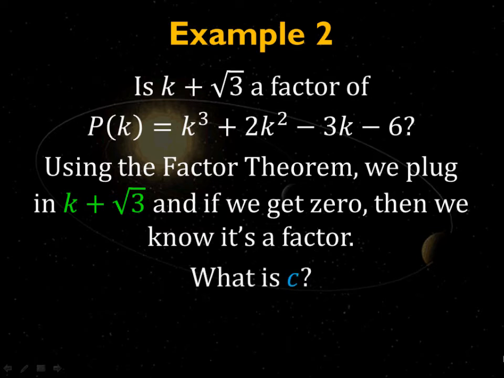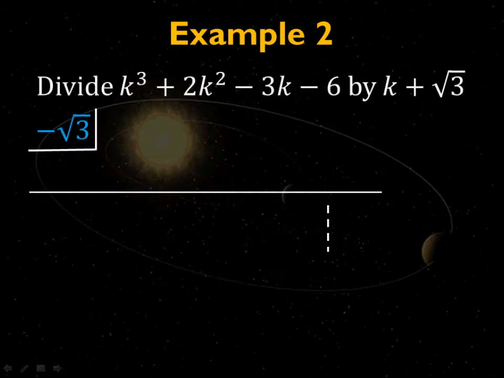So what is c in this case? Well, since it's k plus radical 3, c is actually negative radical 3. So we're going to plug this into our synthetic substitution module. So here it is. And it's a little messy because you have a radical, and you might be thinking, gosh, it'd just be easier to plug in radical 3 over there. Yeah, you could do that, but what that doesn't give you is what's left, and we're going to be using that later on in this section.